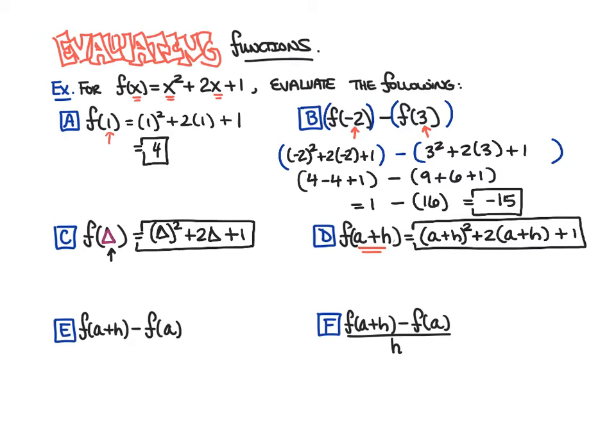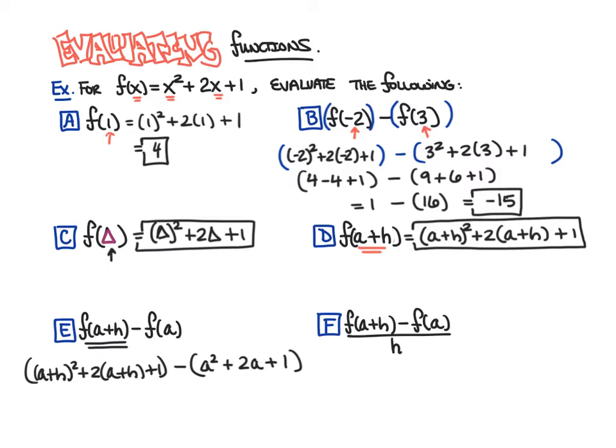For part E, suppose I want the difference of f of a plus h minus f of a. Well, what that's going to look like, f of a plus h, we already found from part D. That's (a plus h) squared plus 2 times (a plus h) plus 1. That's the first part. And then I'm going to subtract f of a. And a would just be putting in the a squared plus 2a plus 1.